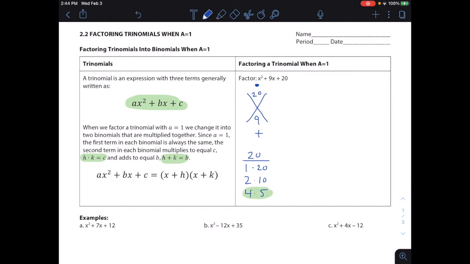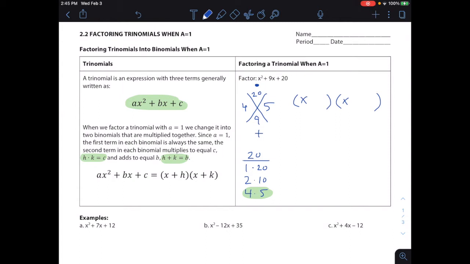So generally speaking, your teacher would have done 4 and 5, and then we could write the two binomials like this. And since a is equal to 1, the first term is always going to be the same. It's always going to multiply to equal whatever the first term in the trinomial is. So if it's x squared, the first term will be x in each binomial, because x times x is x squared. If it were something else like x to the fourth, then these would be x squared and x squared. Or if it's x to the sixth, it would be x to the third and x to the third.